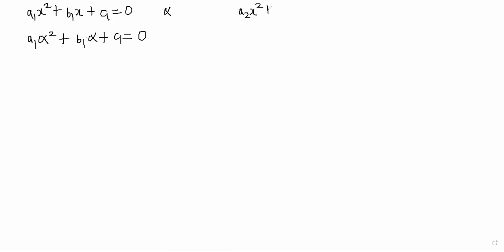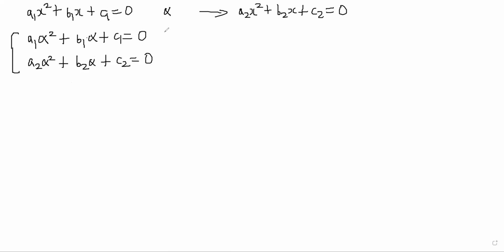So in that case, what do we do? Let's do it here. a1x square plus b1x plus c1 is equal to 0 has a root alpha, let's say. So therefore, we can write an equation a1 alpha square plus b1 alpha plus c1 is equal to 0, right? And similarly, in the other equation, a2x square plus b2x plus c2 is equal to 0, alpha should satisfy that also. So you get another equation a2 alpha square plus b2 alpha plus c2 is equal to 0, right?